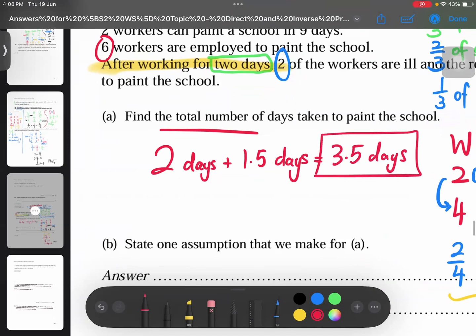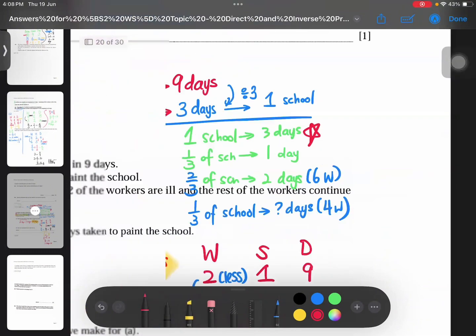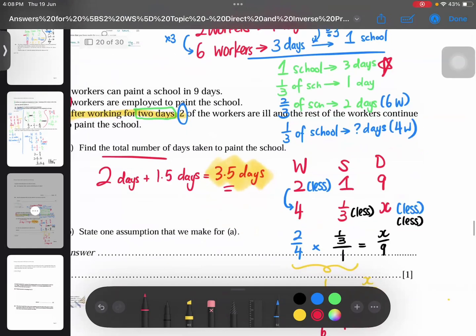Now, when the boss comes out, the project manager comes and says, hey, I thought we were supposed to only use 3 days. What happened? Why is it now 3.5? A school person says, yeah, sorry, Mr. Zhang and Mr. Xuan fell sick. That's why now we need more time. Can you understand? All right, and that's how you would solve a question like this.